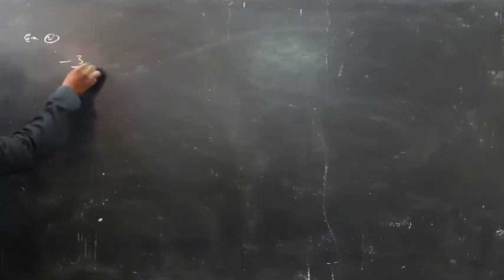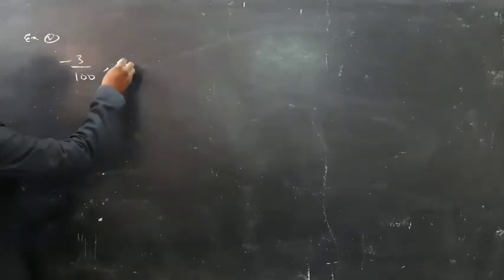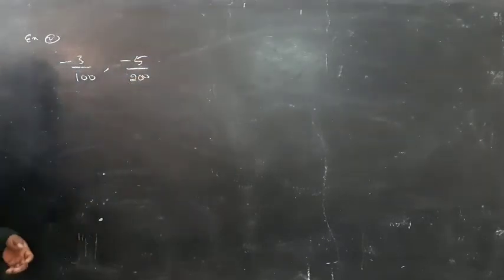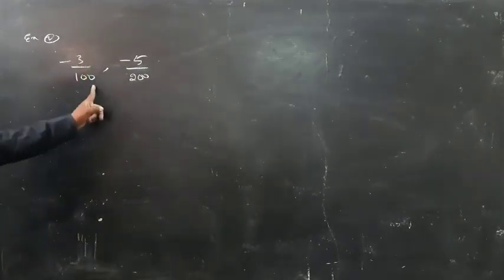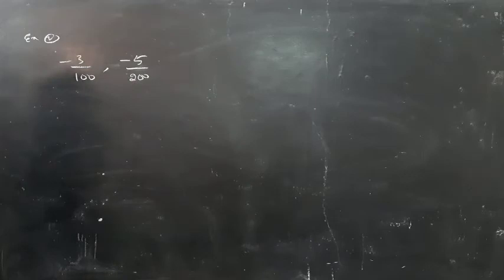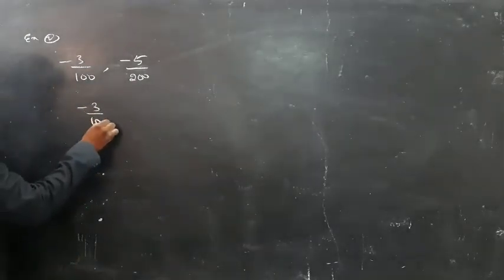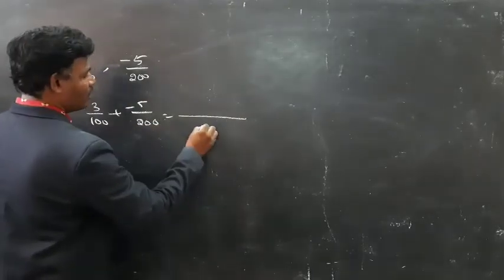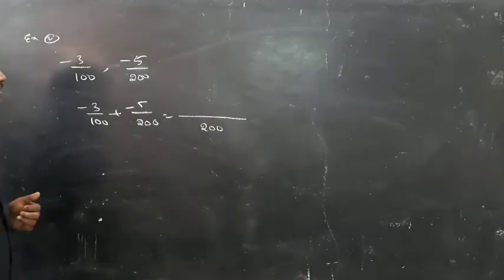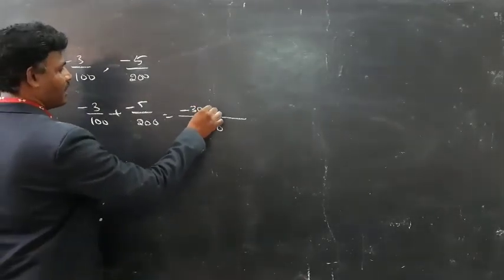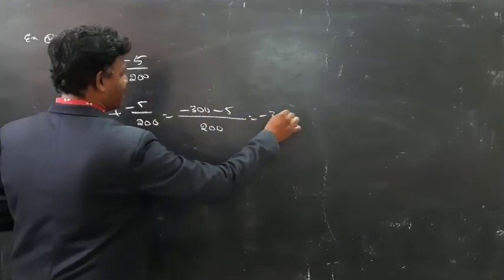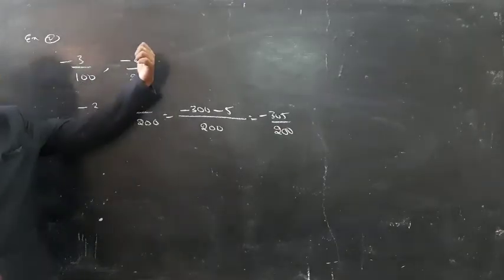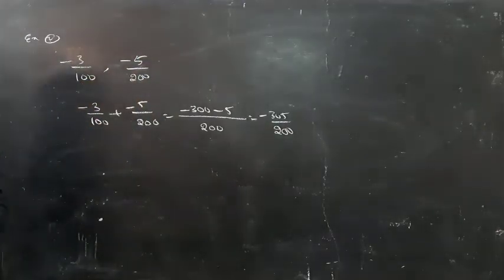Another example, minus 3 by 100, minus 5 by 200. Here I took two rational numbers, minus 3 by 100 and minus 5 by 200. Then I need the result of minus 3 by 100 plus minus 5 by 200. What is the LCM of both here? 200 is the LCM. Then minus 6 minus 5 is nothing but minus 11 by 200.